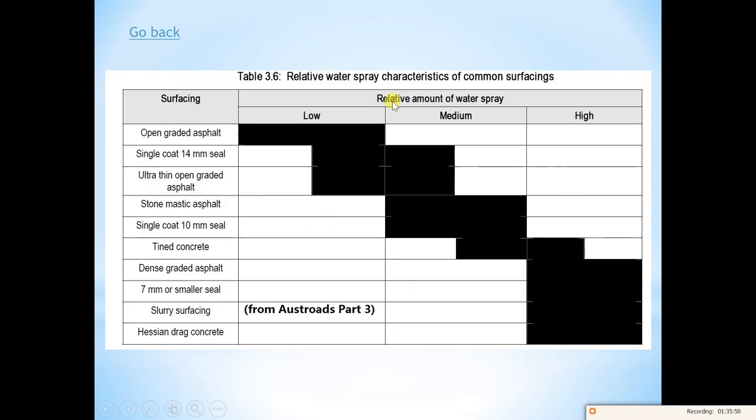And in terms of water spray, it's quite good texture as well, but not as good as the open graded asphalt, because the open graded asphalt is a porous asphalt. Stone mastic asphalt is waterproof, so it doesn't perform that well in terms of water spray.